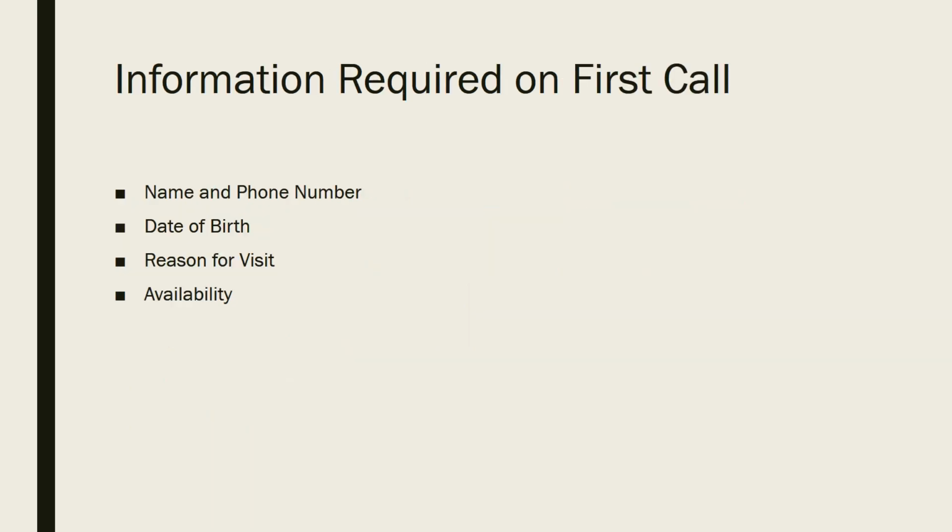So the information required on the first call, and this is pretty much to make an appointment with our physician at first, is just the name and the phone number, date of birth, reason for visit, and availability. The first two are just to identify who the patient is. Third is to know why, and fourth is to get a consensus on time.